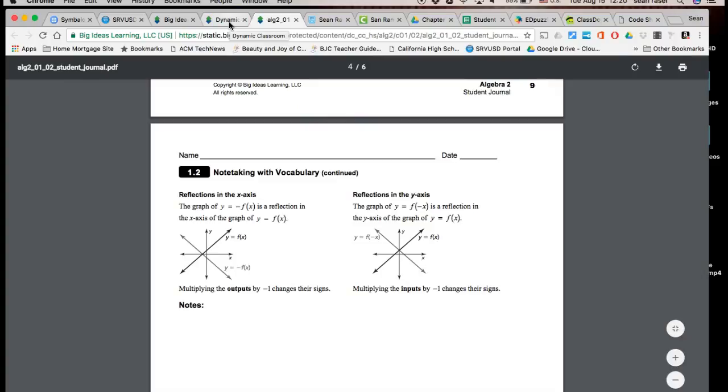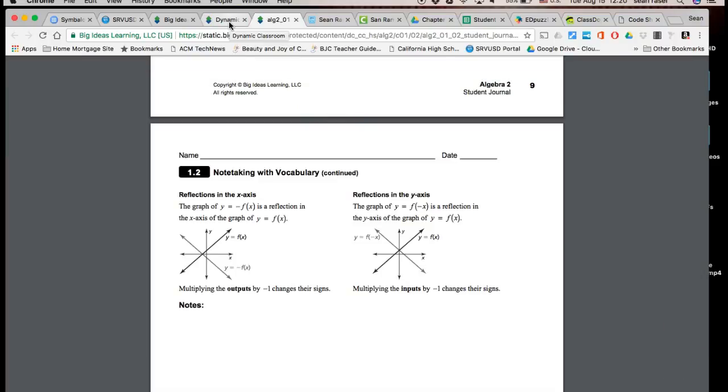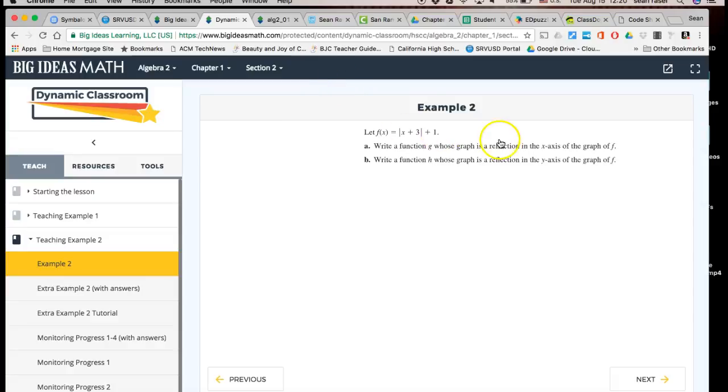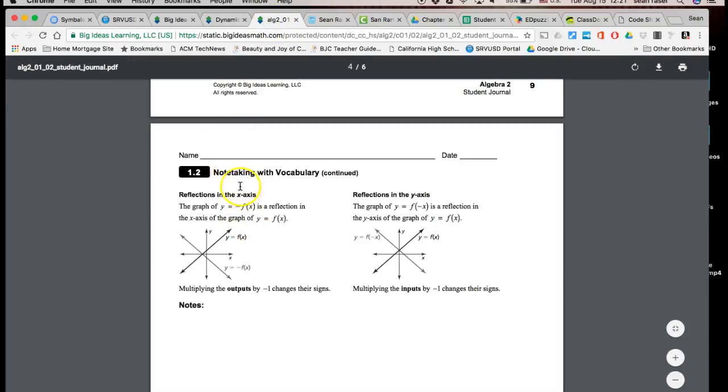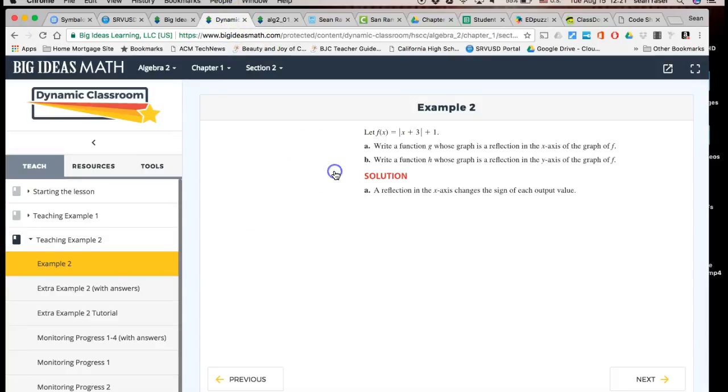So since you know the difference between input and output changes, let's go ahead and look at this. So the first one, we want to write a new function g whose graph has an x-axis reflection. Just as a reminder, x-axis reflection just means making our whole function negative. So what we want to do means we're changing the sign of the entire function. We're going to write this with our whole function in there. We're not going to write any numbers yet. So we're going to make this entire function negative.